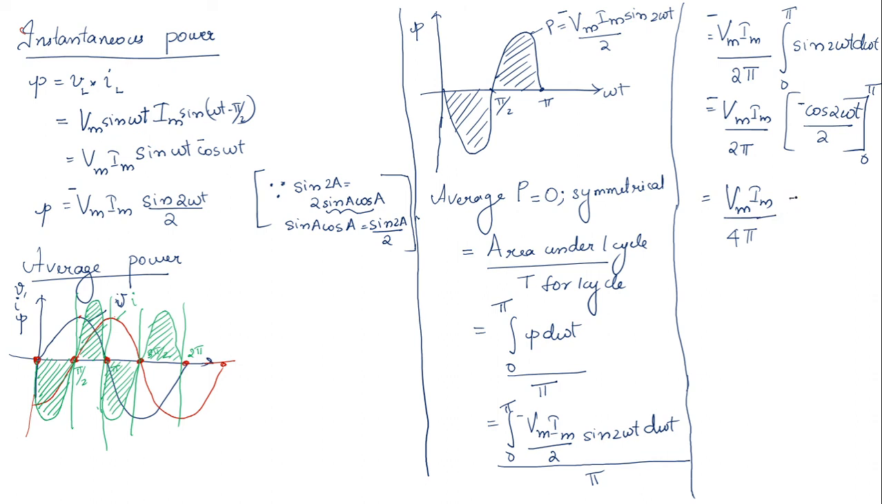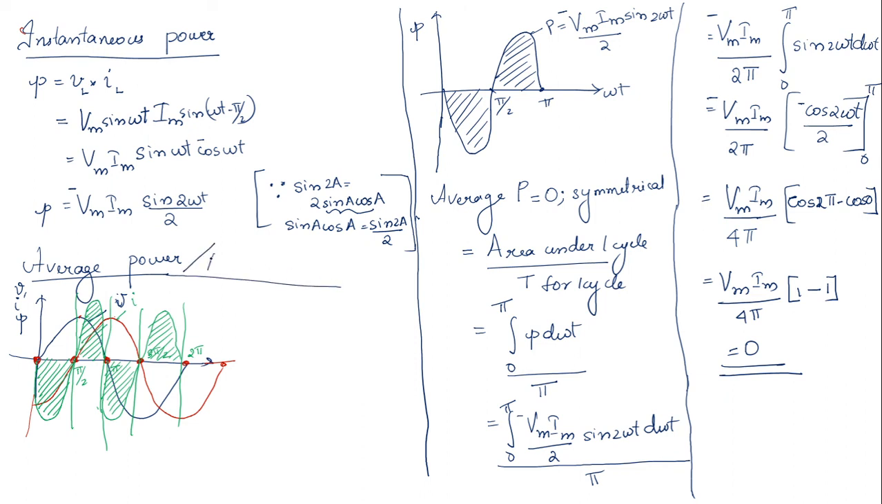Then we can substitute the upper limit and lower limit, which means cos 2 pi minus cos 0. Okay, let's substitute the values of cos 2 pi and cos 0. You will get it as cos 2 pi is 1 itself. So 1 minus 1 is equal to 0. Now we have proved that the average power for a purely inductive circuit is equal to 0. So this is what we wanted to prove. One more thing I forgot to mention, average power, or another name for this one is active power.